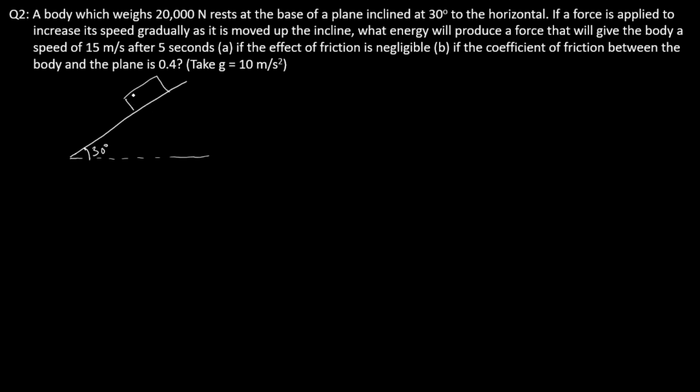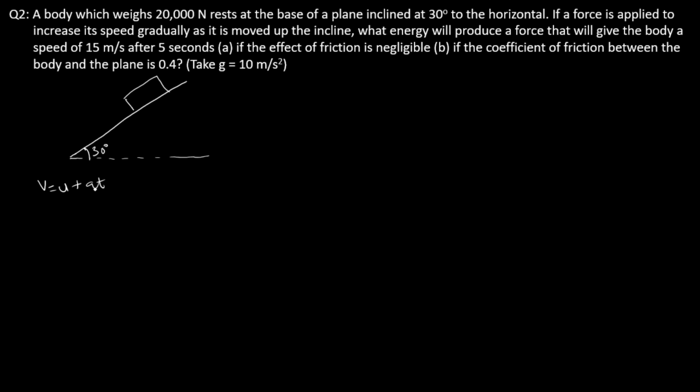Now we are told it accelerates. How do we know that? We're told it was first at rest, and then it moves gradually, it increases its speed gradually. So we must first find the value of its acceleration. It means we need to apply the equations of motion, and the most ideal one for this would be v equals u plus at, where v is the final velocity, u is its initial velocity, a is acceleration, and t represents the time.